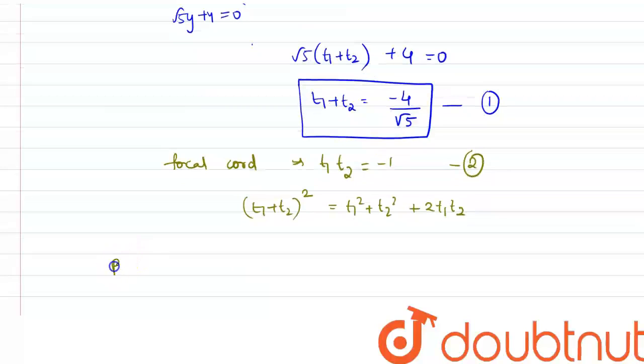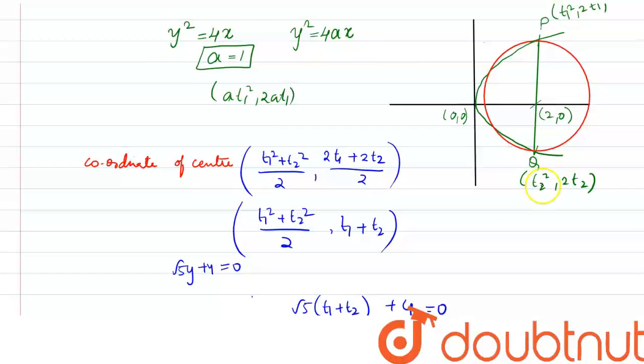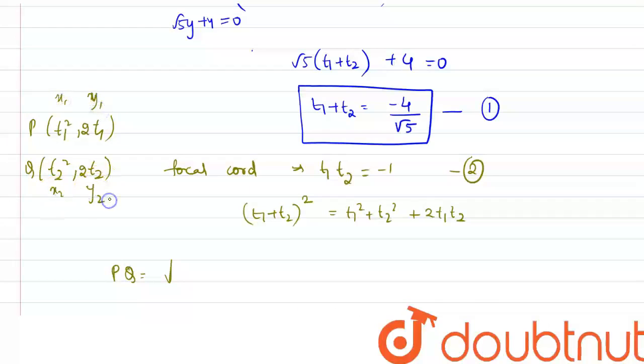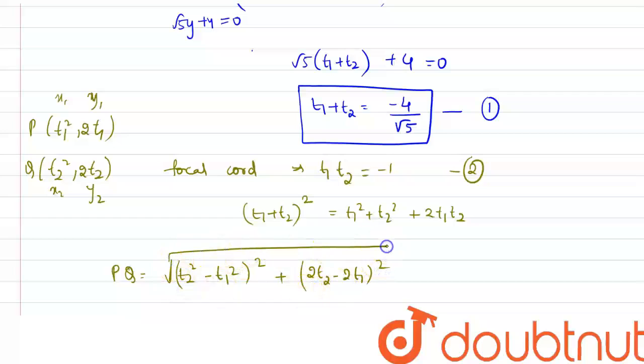And what is the length of PQ? PQ is equal to square root of... here P and Q, right? What is P? P is (t1 square, 2t1), and what is Q? Q is (t2 square, 2t2). That means this is x1, this is y1, this is x2 and this is y2. What is the length? Square root of (t2 square minus t1 square) whole square plus (2t2 minus 2t1) whole square. This is the length of PQ.